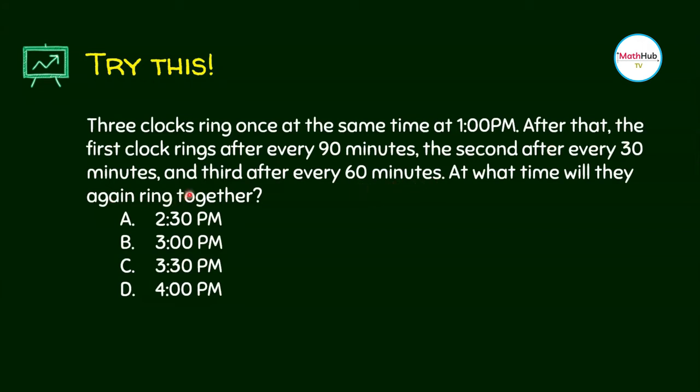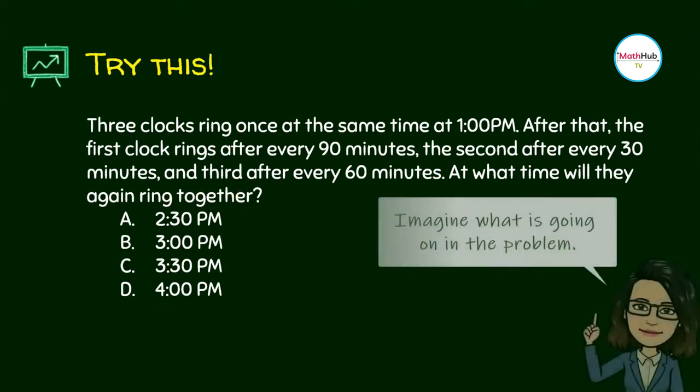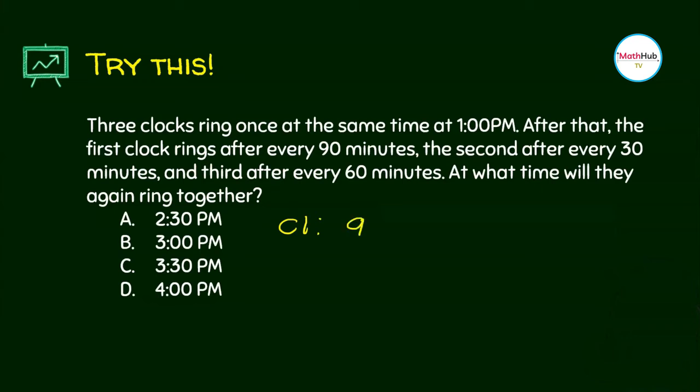At what time will they again ring together? It's very important that you imagine what's going on. So let's look at the first clock, clock 1. It rings after 90 minutes and then after another 90 minutes, so that means 180 minutes has elapsed, right? And so on. 360 and so on.